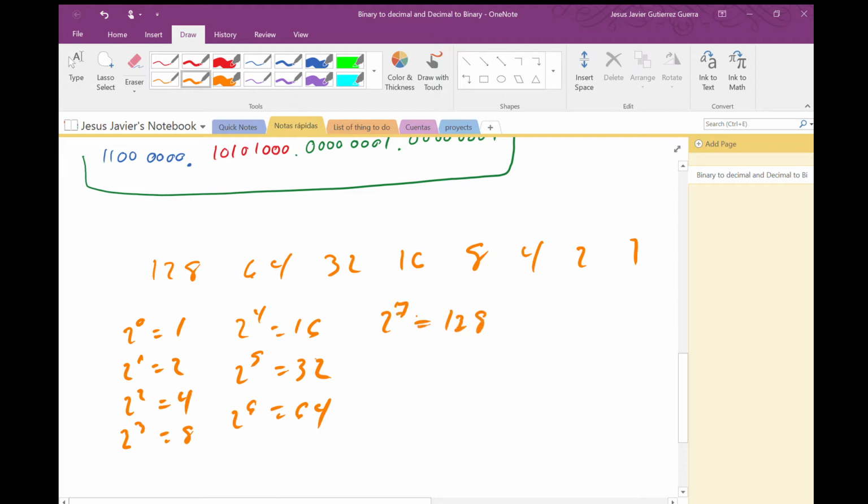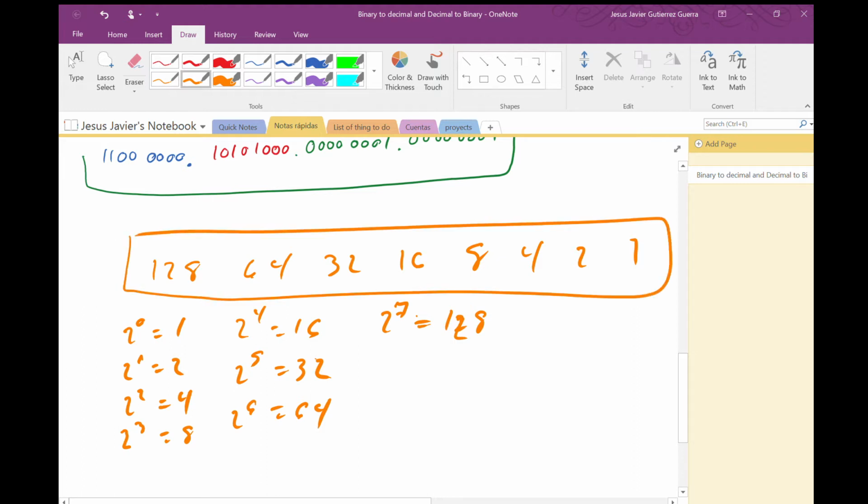So we'll go from 2 to the 0 to 2 to the 7. And that will give us all the range of numbers right there. So I hope you can learn that.